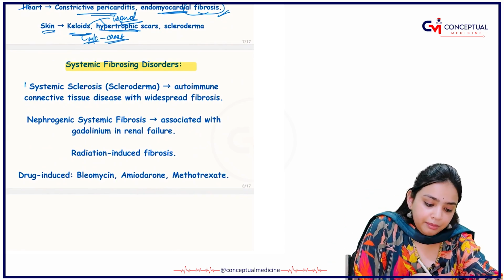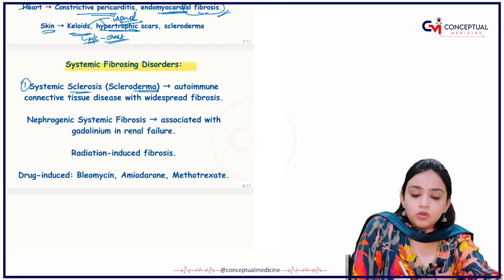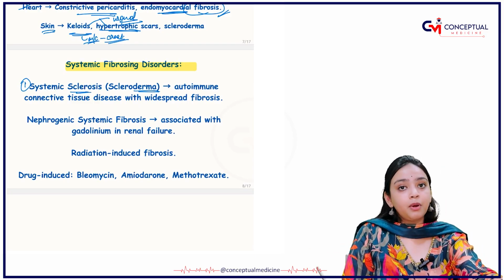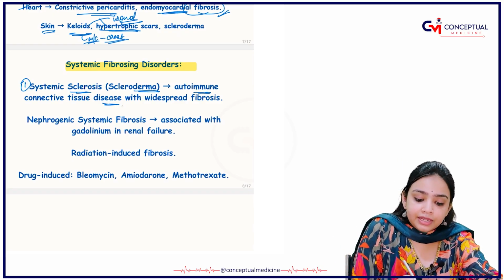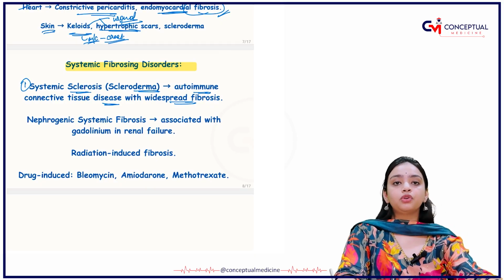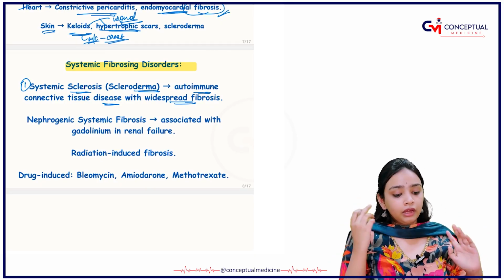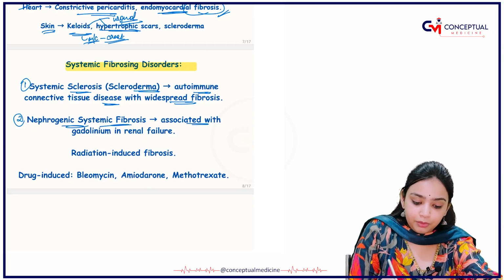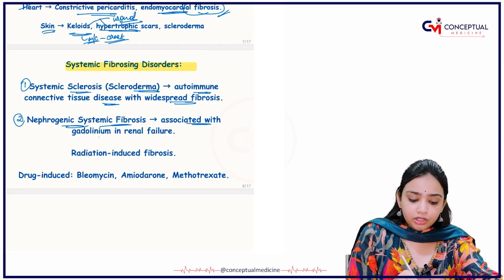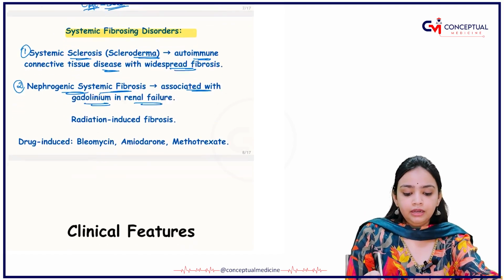In that, you need to remember that there is systemic sclerosis, called scleroderma. We have read about scleroderma as well, right? It is an autoimmune connective tissue disease with widespread fibrosis. Then second, you have nephrogenic systemic fibrosis. It is associated with gadolinium and renal failure.